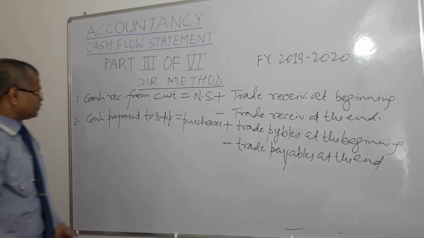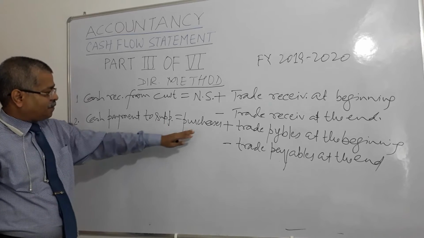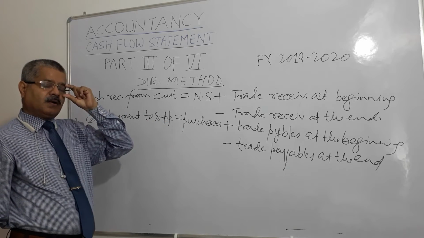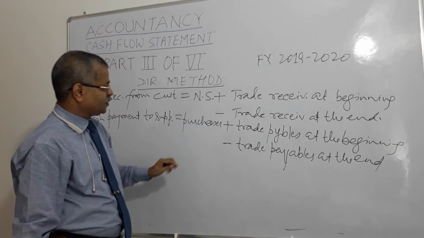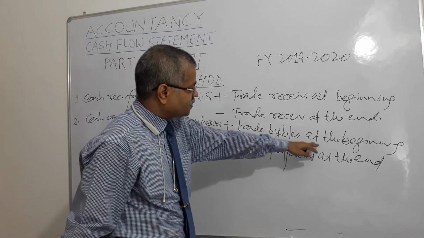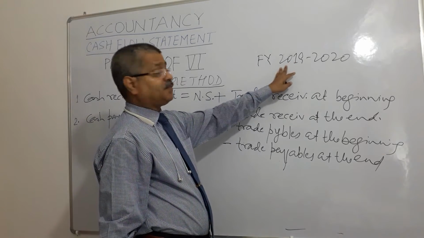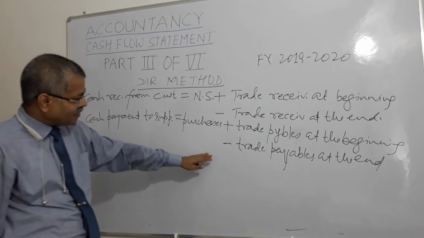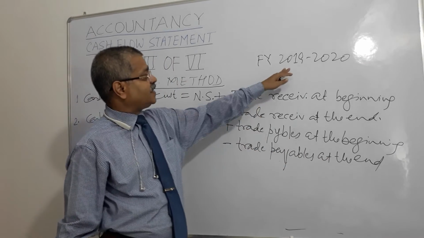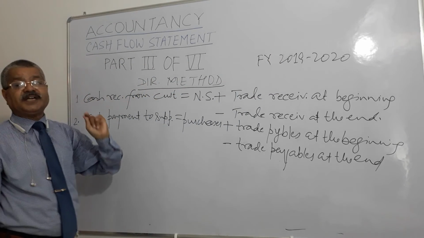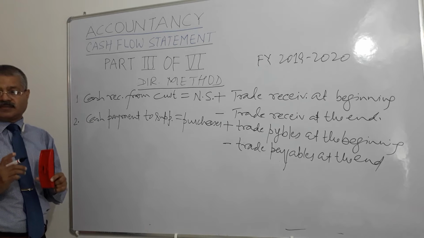Once again, cash payment to suppliers is equal to total purchases made during financial year 2019-2020, plus trade payables at the beginning of the year as on 1st of April 2019, minus trade payables at the end of the year, that is, minus trade payables at 31st of March 2020. This way we get cash payment to suppliers.